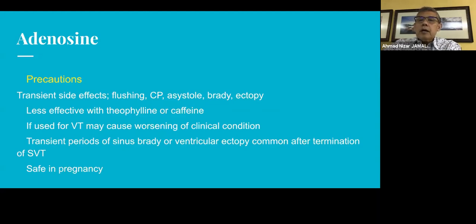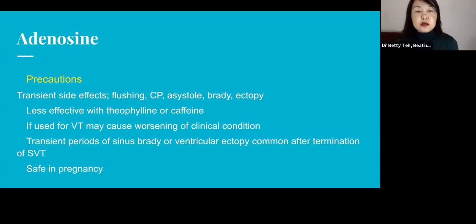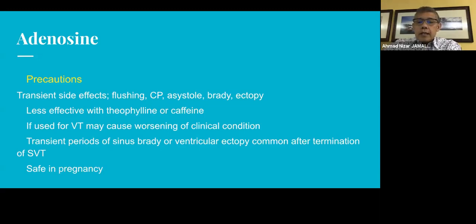The precautions are that it causes flushing or chest pain, sometimes a brief episode of asystole, bradycardia, and ectopy following the injection. So you need to expect that. It is less effective in people who have taken theophylline, for example, or who just had some caffeine. You might find that in people who are very anxious and excitable, it tends to be less effective. If used for VT, it may cause worsening of the clinical condition.